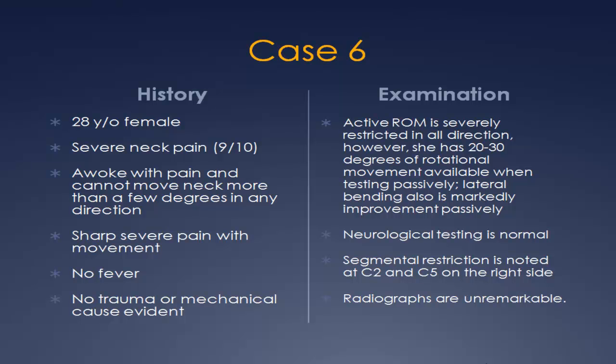There are no positives on Kernig's and Brzezinski's. Cervical compression is painful in all positions at the C5 and C2 areas only. There are no neurological signs or symptoms, and there is no associated arm pain. There is segmental restriction noted at C2 and C5 on the right side.